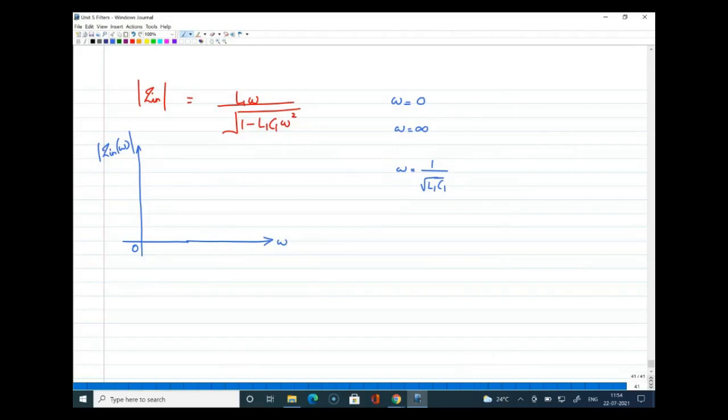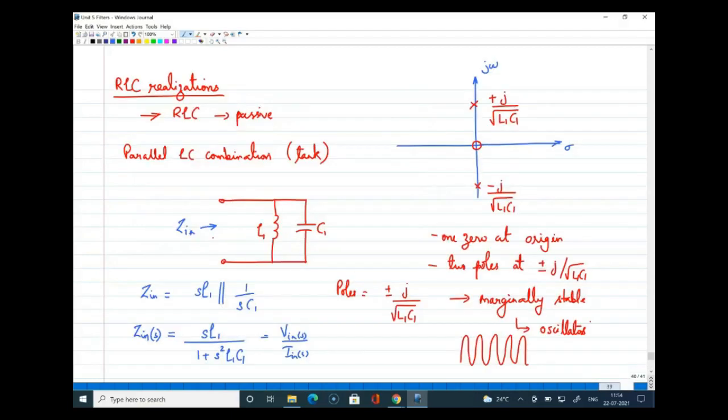Denominator omega terms squared? Yes, it is root of 1 minus L1 C1 omega square. Yes, it is squared only. Are you asking about the previous one? It is squared only, no?